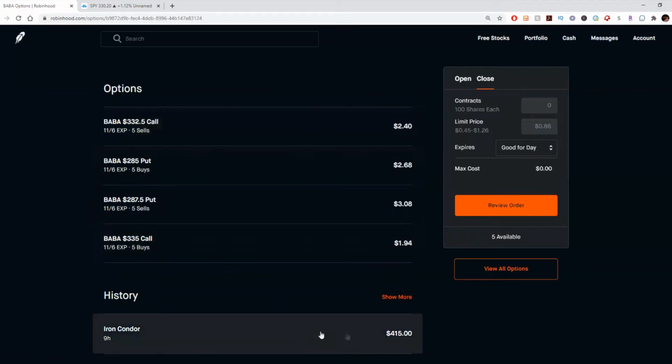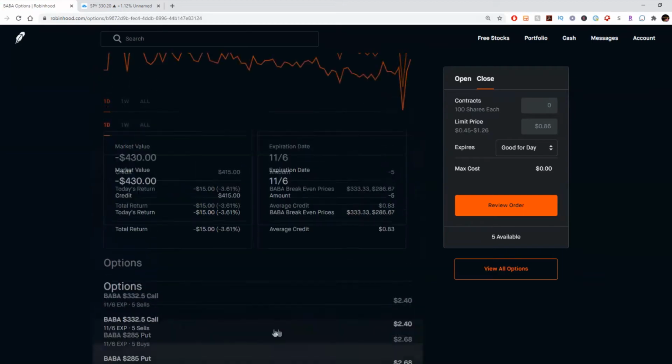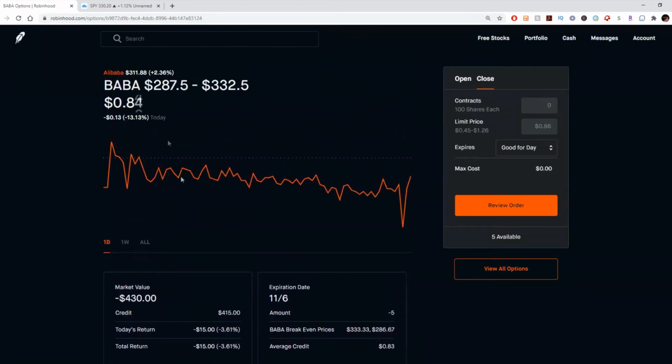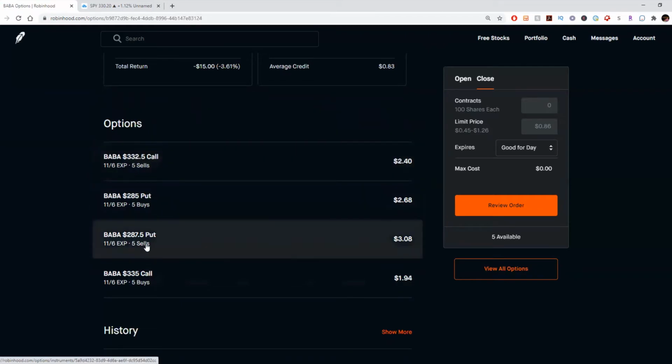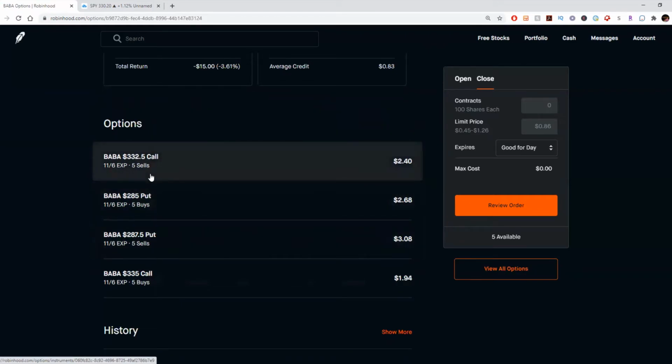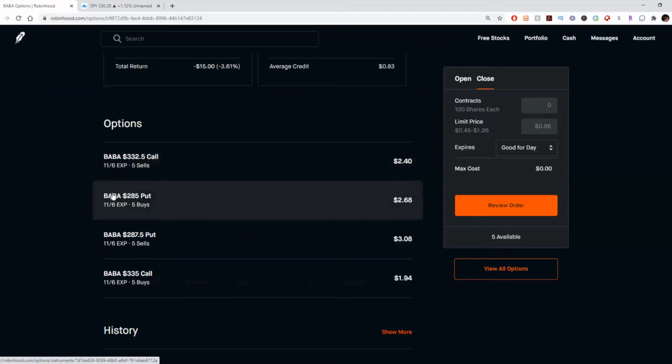Okay, so I got a credit of $415 here for it, and as long as Alibaba stays between the short put and the short call, which is 287.50 and 332.50, I'll get to keep the full credit. Okay, and that's how Iron Condors work. Iron Condors can give you a higher credit for the same collateral because you're combining the credit that you get from both the call credit and the put credit spreads for the same collateral.